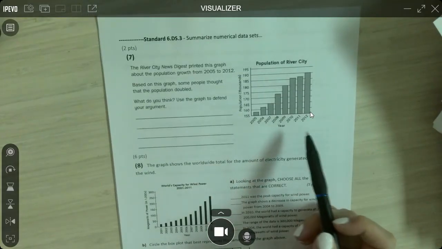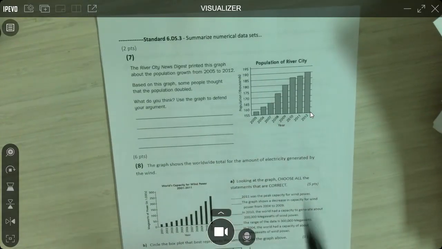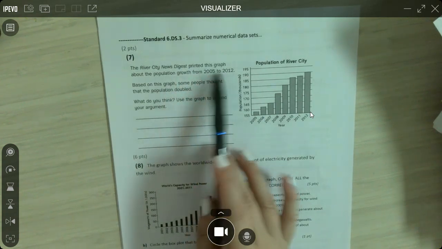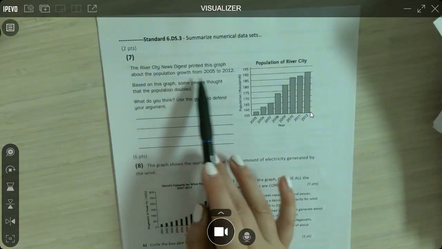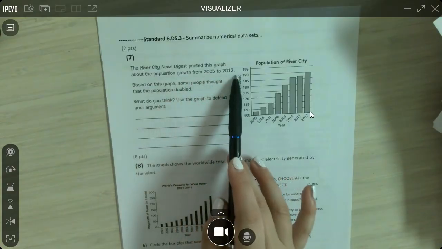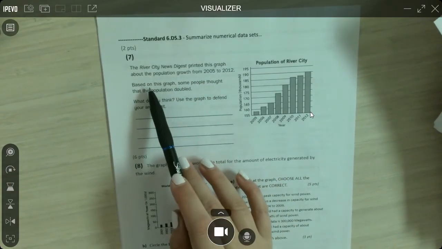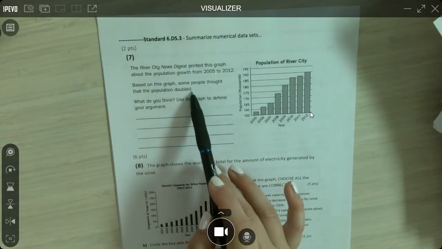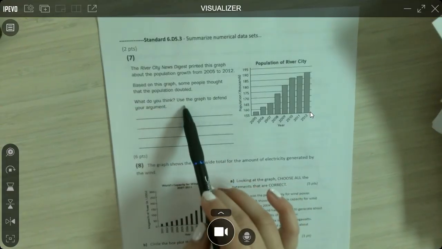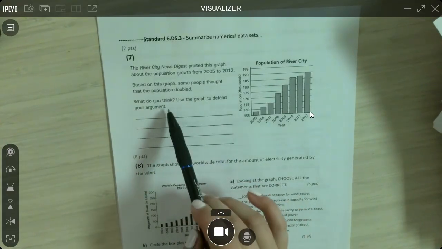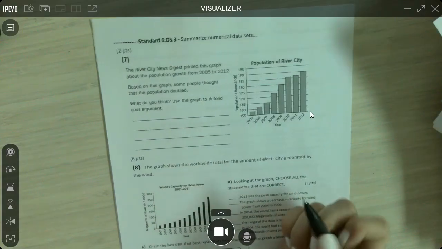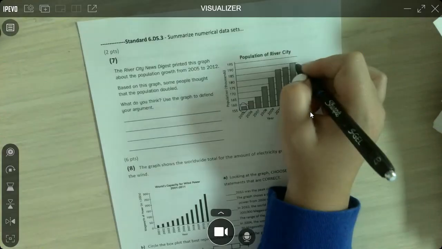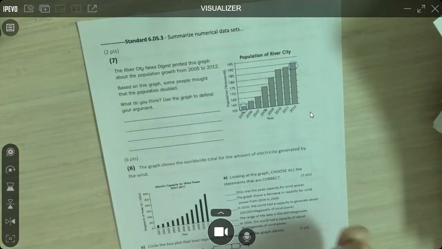Number 7 says the River City News Digest printed this graph about the population growth from 2005 to 2012. Based on this graph, some people thought that the population had doubled. What do you think? Use the graph to defend your argument. So right here, you're going to start right here, and you're going to look right here. Did that number double?